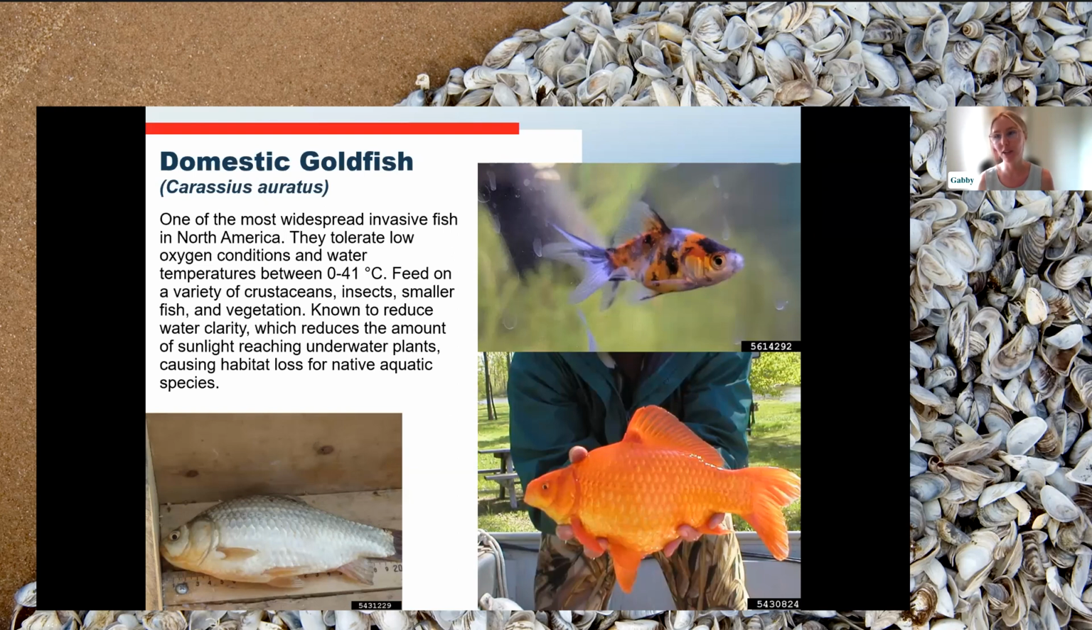It's also incredibly hardy and able to withstand a lot of different conditions, as well as poor conditions. So when introduced into the environment, say when the species gets too big or someone doesn't want to take care of it anymore, it can be released into local ponds and waterways and can quickly spread from there. They can tolerate low oxygen conditions and water temperatures of quite a variety, between 0 and 41 degrees Celsius. They feed on a variety of different species.